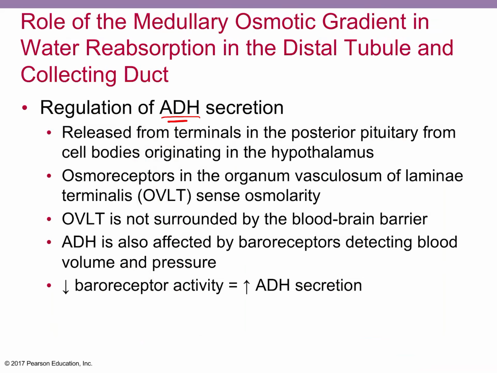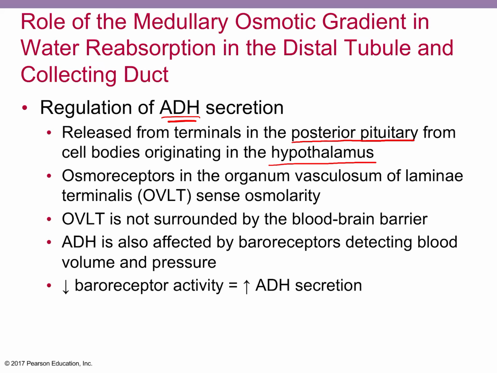So remember that ADH is secreted from the posterior pituitary. The posterior pituitary, remember, is actually an extension of those neurons in the hypothalamus. So the neuron cell bodies are in the hypothalamus. Antidiuretic hormone is created there. It moves down. It's going to be secreted from the posterior pituitary.